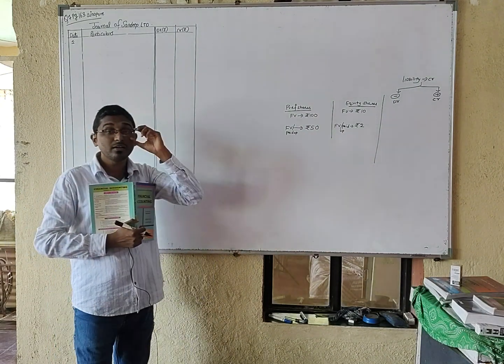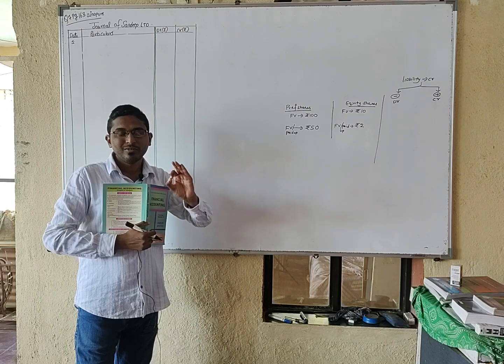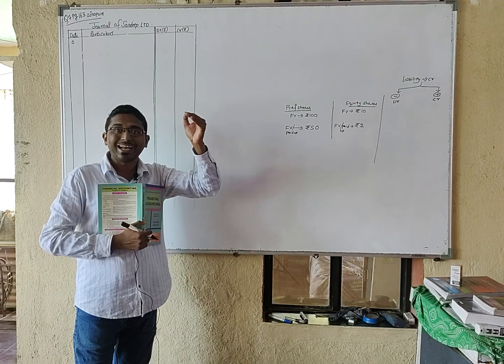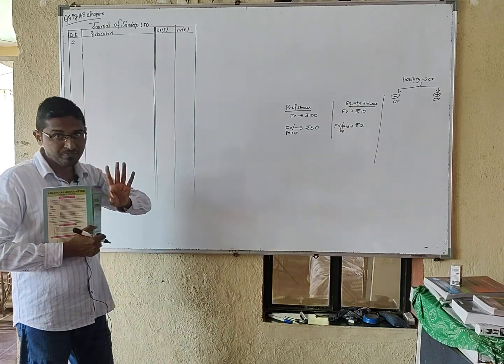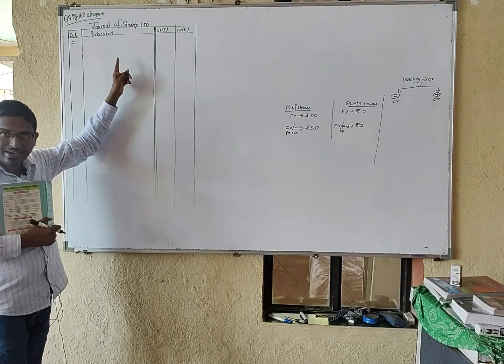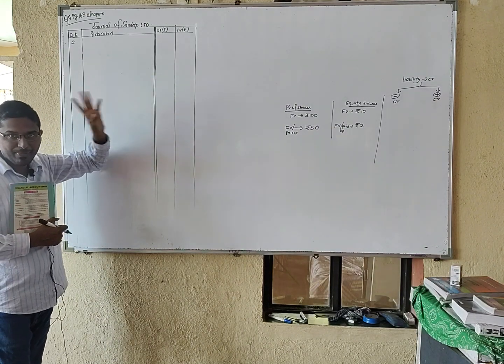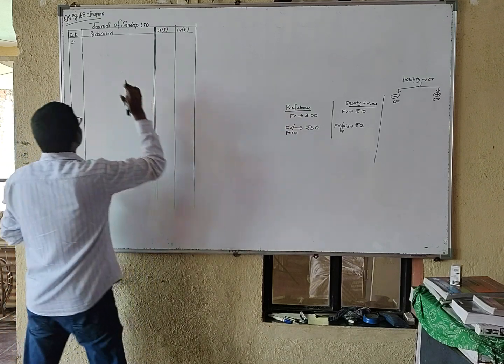So in internal reconstruction, the first entry you always have to pass is of the sacrifices made by the shareholders. First the shareholder will sacrifice. So in the sequence of journal entries, first you have to pass the entry of sacrifices made by the share capital. Okay, now let us see.